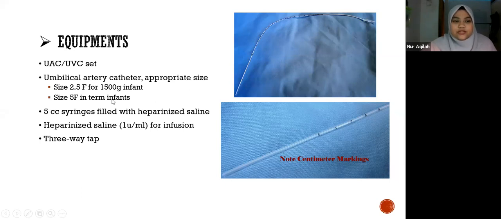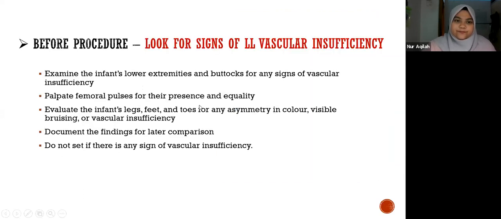Apart from that, we also need a 5cc syringe filled with heparin saline. As the doctor has mentioned before, prior to insertion we have to flush the umbilical artery catheter with heparin saline to ensure that there is no air remaining in the catheter. Otherwise, it can lead to air embolism. We also need another set of heparin saline for continuous infusion later, and a three-way tap or three-way stopcock.